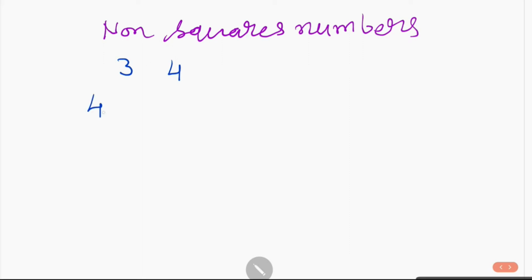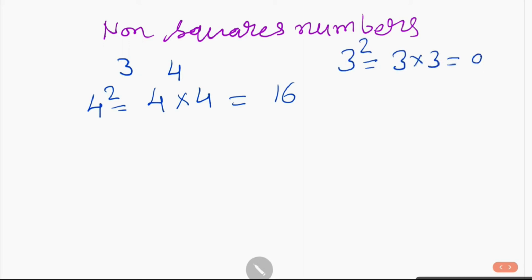So 4 square is 4 multiplied by 4, we know it is 16. And 3 square is 3 multiplied by 3, equal to 9. So how many non-square numbers are there between these two perfect square numbers, the squares of the consecutive numbers 3 and 4? So 3 is n, and 4 is n plus 1.